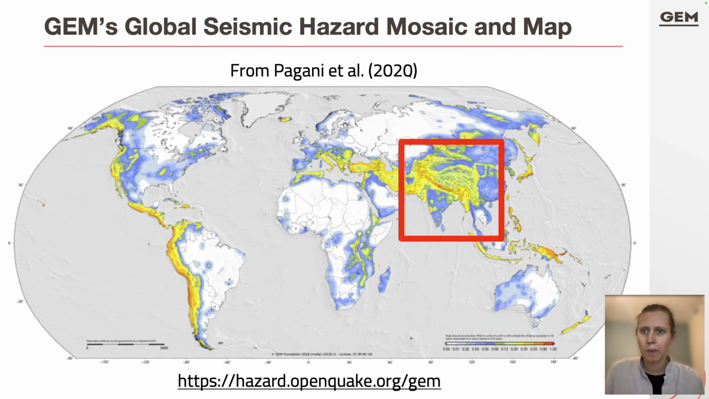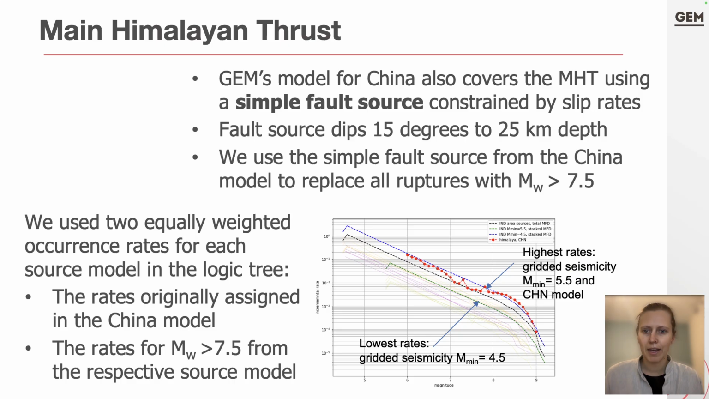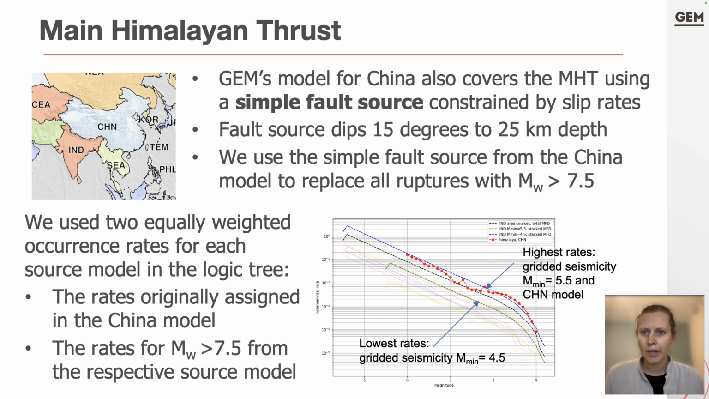So to do this, we turned back to the global hazard mosaic, and we looked at the adjacent model to India, which is the China model. They share a border at the main Himalayan thrust, and so the sources are covered in both models. So we turned to the China model to see if there was something there that we could use instead. The China model uses a simple fault source constrained by slip rates to cover the main Himalayan thrust. So we took this fault source. It has a dip of 15 degrees to the northeast and it extends until 25 kilometers depth.